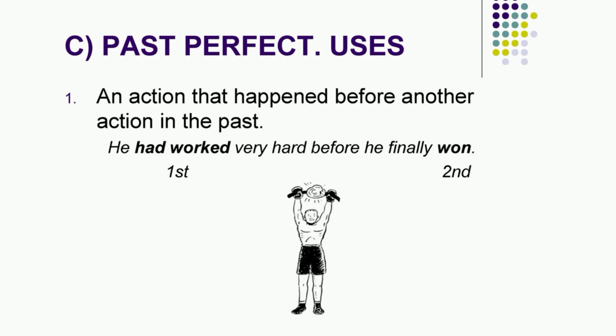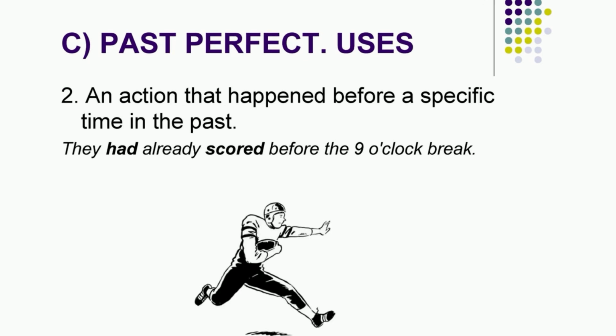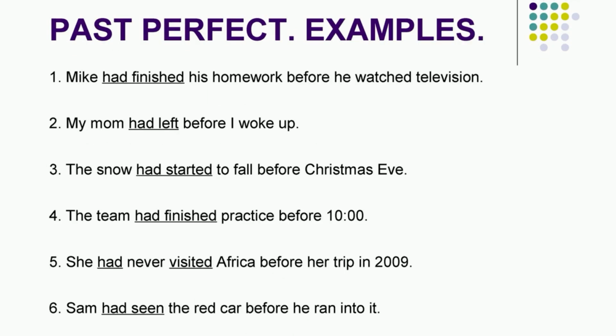Past perfect is used for an action that happened before another action in the past. For example, in the statement we can see two verbs: he had worked very hard before he finally won. Had worked is the first verb and won is the second verb. Past perfect is also used for an action that happened before a specific time in the past. For example, they had already scored before the 9 o'clock break.